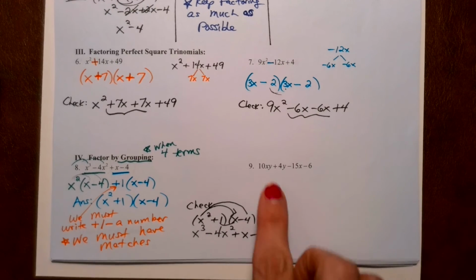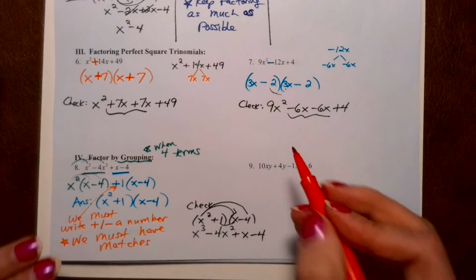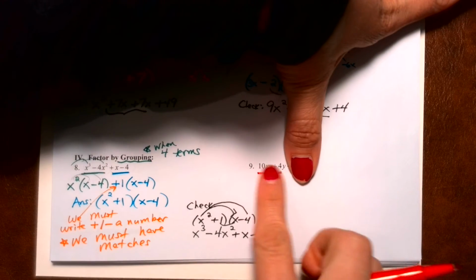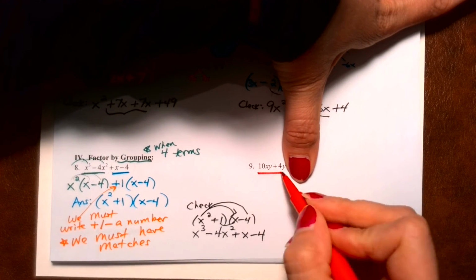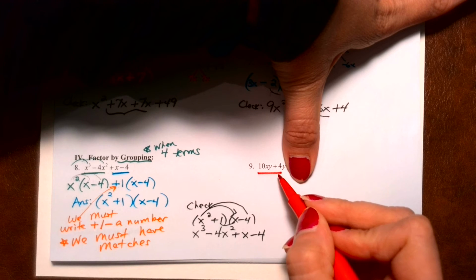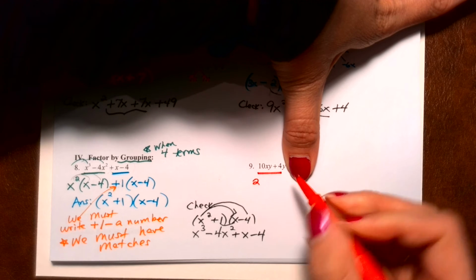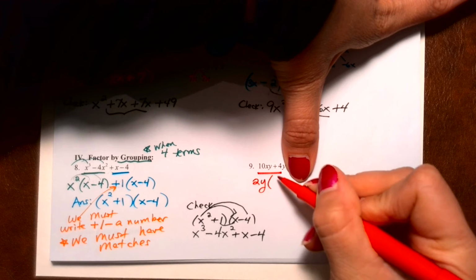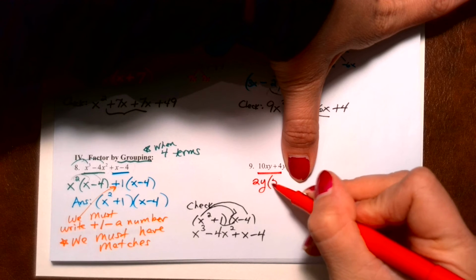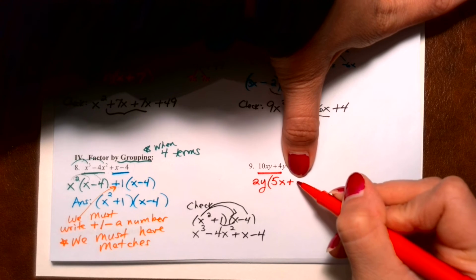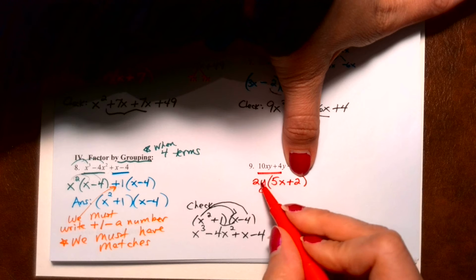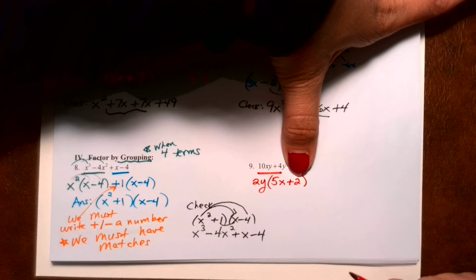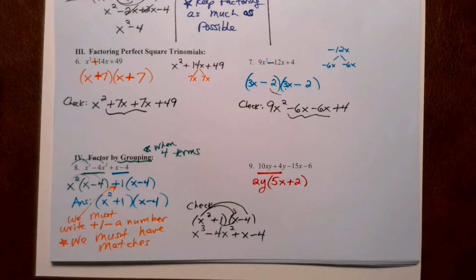Let's do it again. Let's look at the first 2. Here's group 1. And let's just cover up group 2. Don't even look at it. So what are we going to take out? The biggest number I can take out from 10 and 4 is a 2. And then the letter they both have is a y. So that leaves me with parentheses 5x plus 2. Is that correct? Let's just see if I distribute it back in. Does it make those 2? Okay, good job.